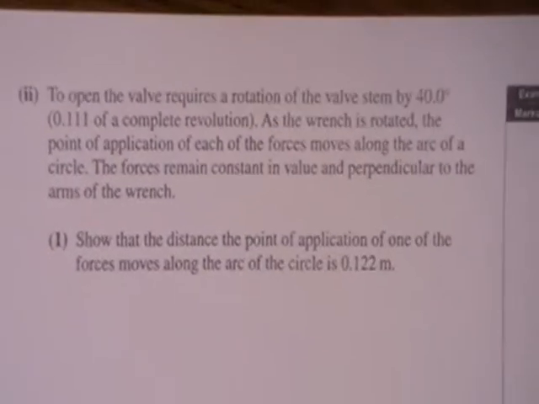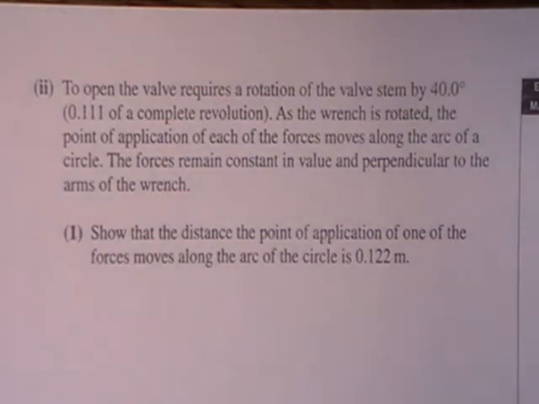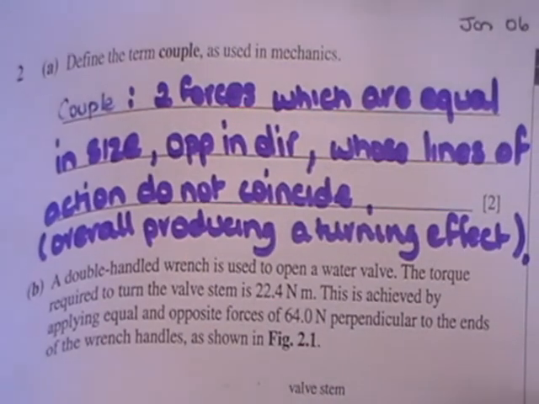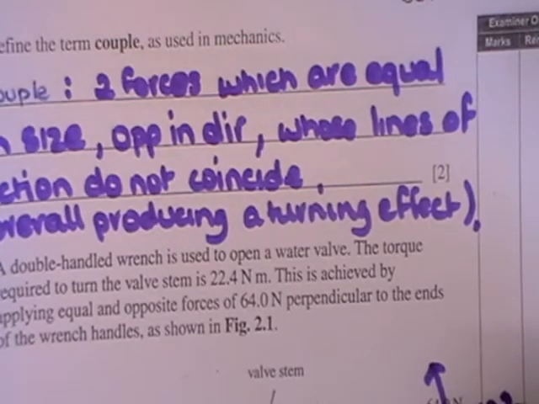To open the valve requires a rotation of the valve stem by 40 degrees. And 40 degrees is 0.111 of a complete revolution. As the wrench is rotated, the point of application of each force moves along the arc of a circle. The forces remain constant in value and perpendicular to the arms of the wrench. Show that the distance the point of application of one of the forces moves along the arc of the circle is 0.122 meters. Now, what you're showing there is that wee distance there, and you're trying to show that that wee distance is 0.122 meters.